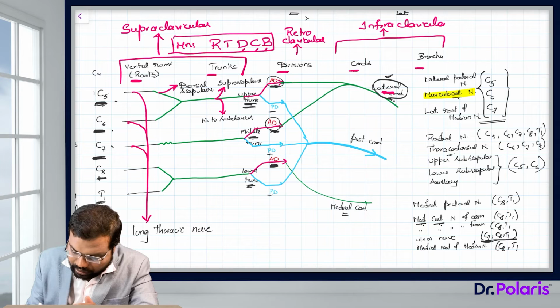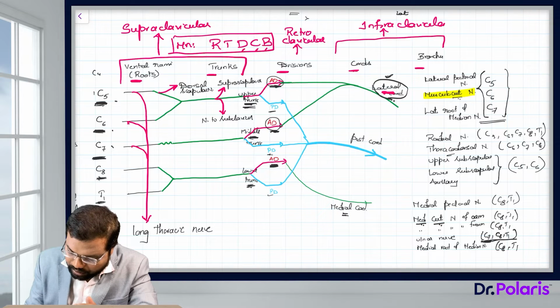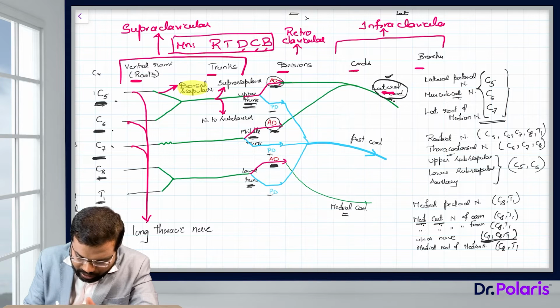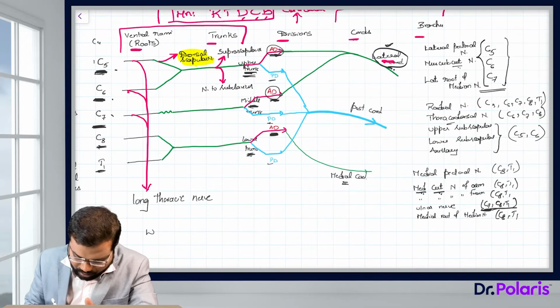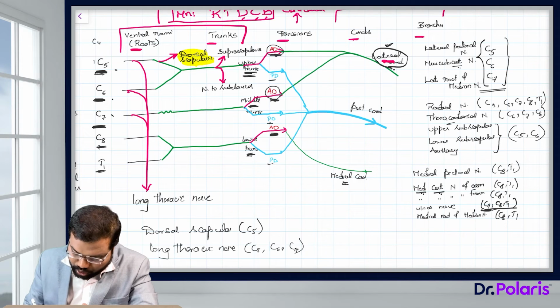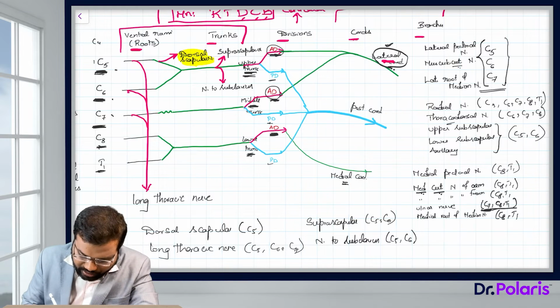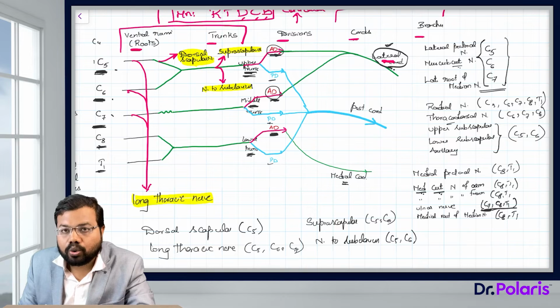I'm highlighting those with yellow color. Dorsal scapular has the root value of C5. Long thoracic nerve originates from roots of C5, C6, and C7. Suprascapular nerve is from the upper trunk. How is the upper trunk formed? C5, C6. And now nerve to subclavius. How is the nerve to subclavius formed? Again from the upper trunk, C5, C6 fibers are present. So dorsal scapular, long thoracic nerve, suprascapular, and nerve to subclavius. These are all the branches from roots and trunks.